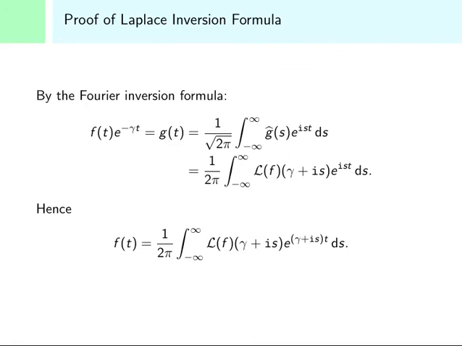We can divide both sides of the equation by the exponential of negative gamma t, or if you want, we can multiply both sides of the equation by the exponential of gamma t, and thus we get f of t equals 1 over 2 pi times the integral from minus infinity to plus infinity of the Laplace transform of f at gamma plus is times the exponential of gamma plus is times t ds. And that proves the Laplace inversion formula.